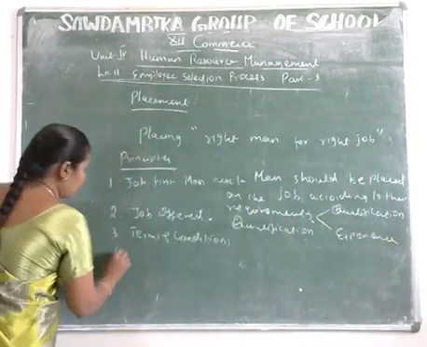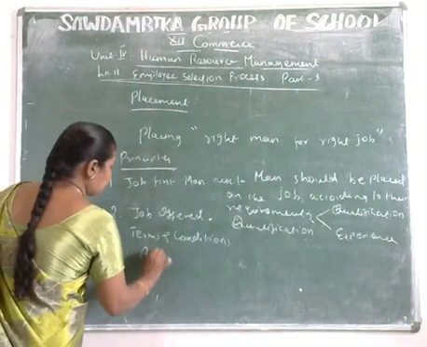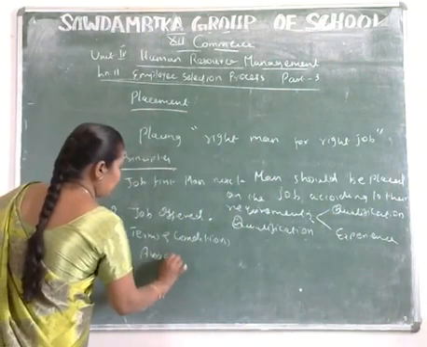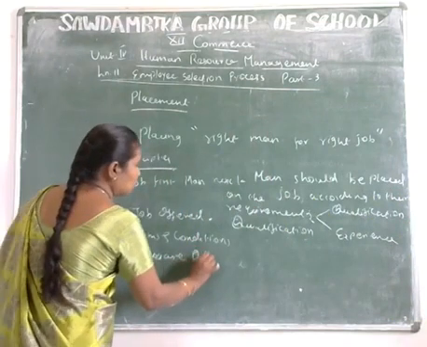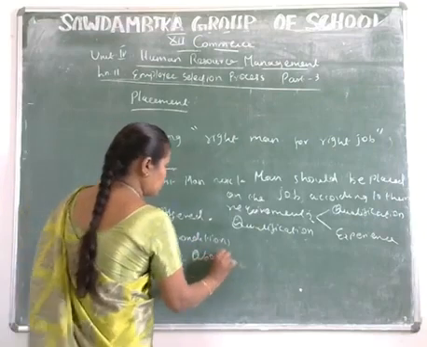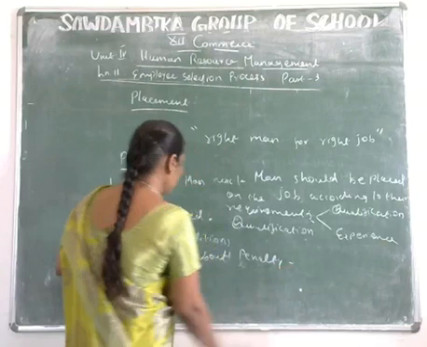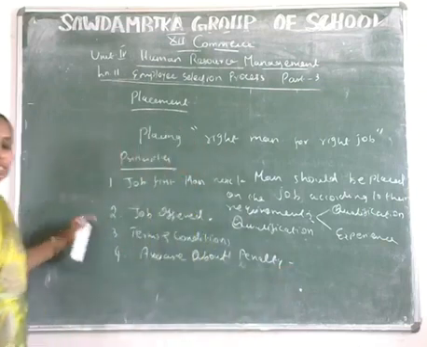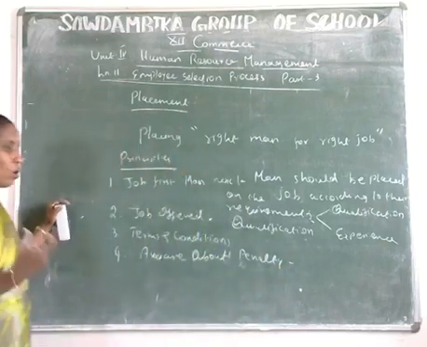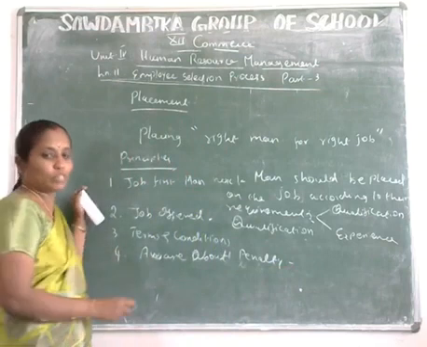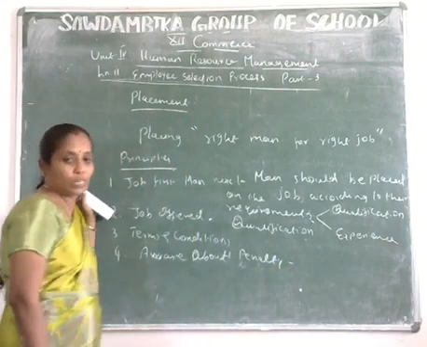And the next one is awareness about penalty. If any employee in the organization does anything wrong or rash, they must pay the penalty to the organization.